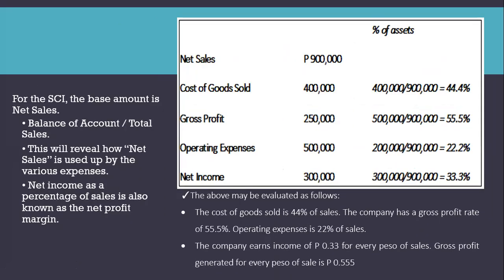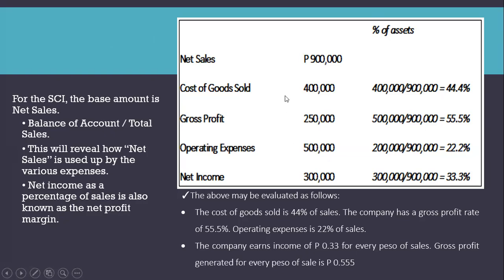So, now, for the SCI, statement of income, the base amount is net sales. Balance of account, divide total sales. This will reveal how net sales is used up by the various expenses. Alam naman natin yan. Then, net income as a percentage of sales is also known as the net profit margin.